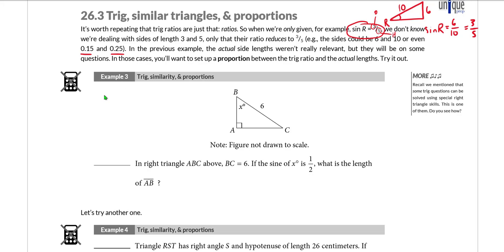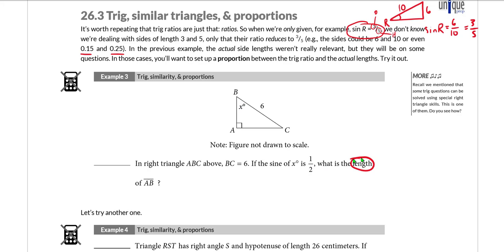Example 3, you may want to pause. If you are confident with this stuff, pause, do example 3 on your own, and then watch me work through it. In example 3, we have a right triangle ABC. They tell us that BC equals 6. We can see that up here. Sine of angle X, sine of this angle is 1 over 2.